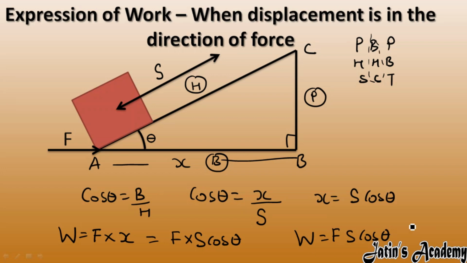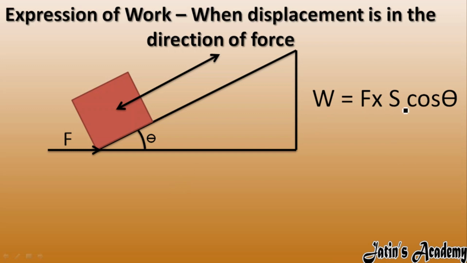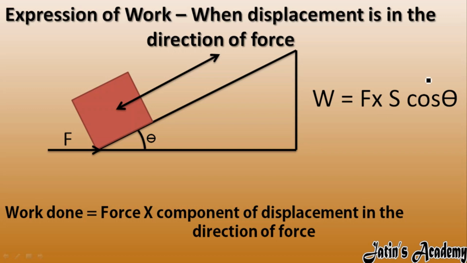So this is the formula of work done when force and displacement are at some angle theta. The angle between force and displacement is theta. So the work done formula we got is Fs cos theta. Here s cos theta represents the component of displacement in the direction of force. This is displacement, but the component of displacement in the direction of force is actually s cos theta. Clear? So W equals Fs cos theta, where work done is force times the component of displacement in the direction of force. This is the first and important expression from the numerical point of view when force and displacement do not occur in the same direction.